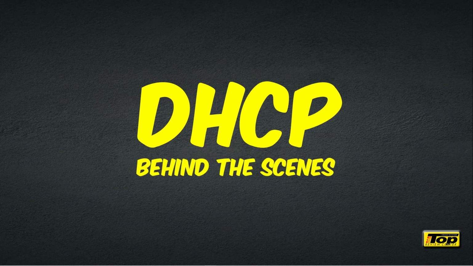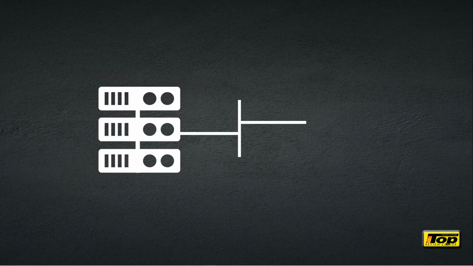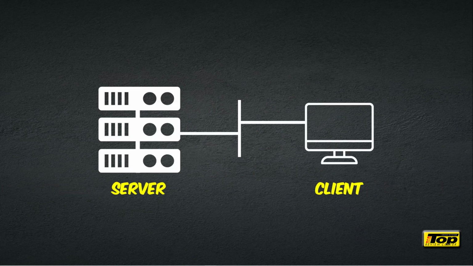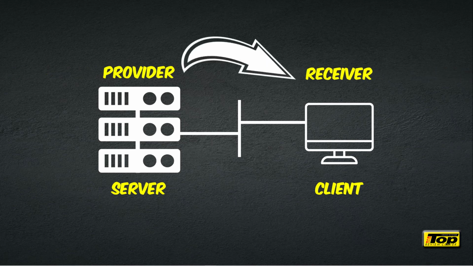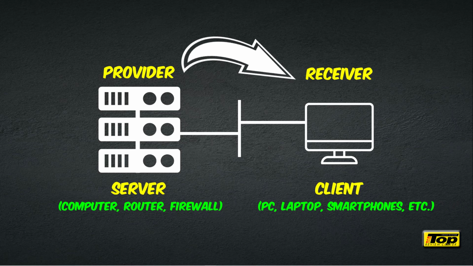What happens behind the scenes when using DHCP? DHCP is running in the concept of a server-client environment. The DHCP server will give or assign IP addresses, while the DHCP client will receive them. The DHCP server can be a computer server, a router, or a firewall. And the DHCP client can be a PC, a laptop, a smartphone, and many others.